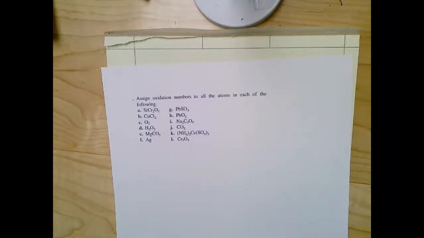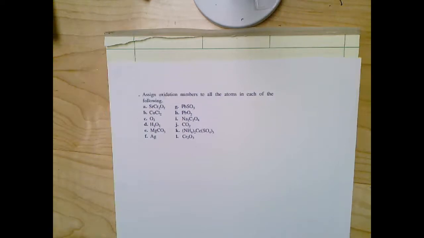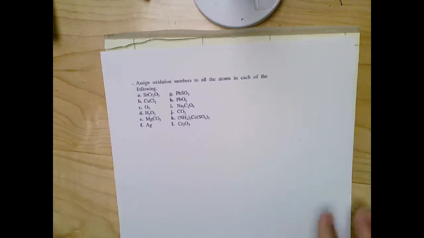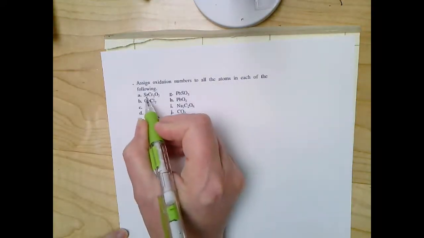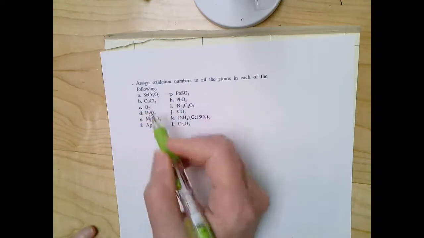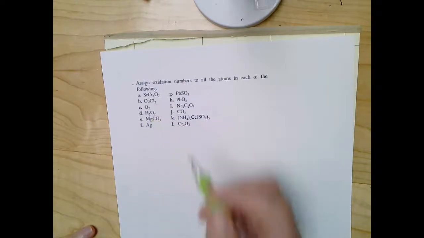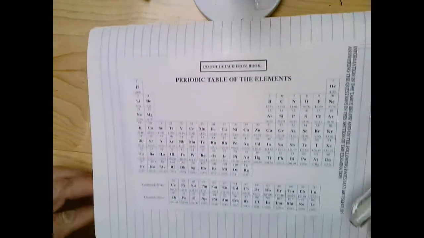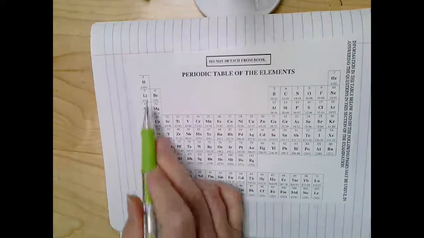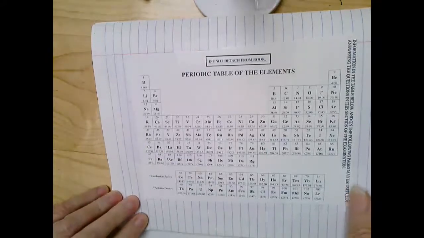Okay, so let's talk about assigning oxidation numbers. So if we look at our first problem here, A, I know what oxygen's going to be. I can figure out Sr, strontium, from its position on the periodic table. Chromium's going to be one that's a little more difficult. So let's look at the periodic table and figure out strontium. So here's strontium, it's in group 2, so it's going to be a +2.